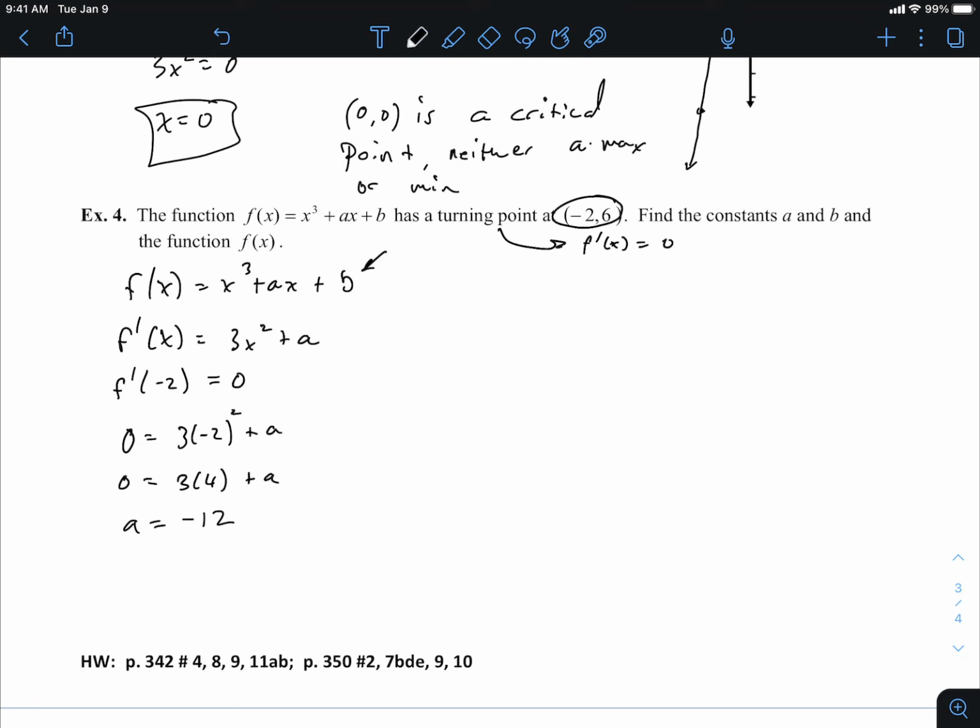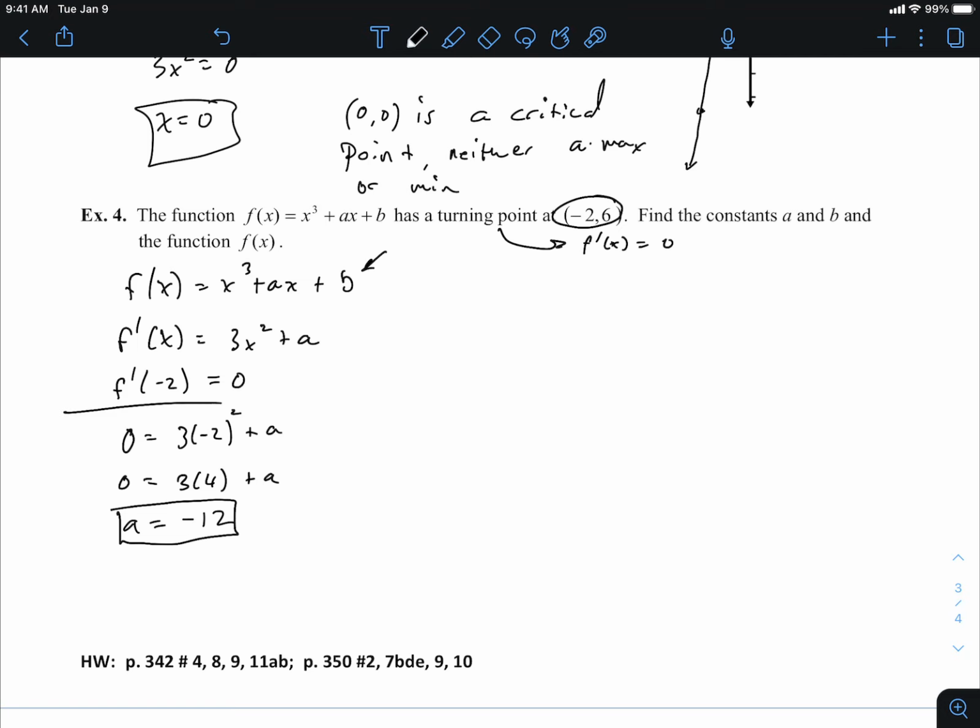We're using the fact that this is a critical point. It's a turning point. A turning point is a critical point. We're going to spend more time on that this afternoon, but this would be how you would navigate a question like this.